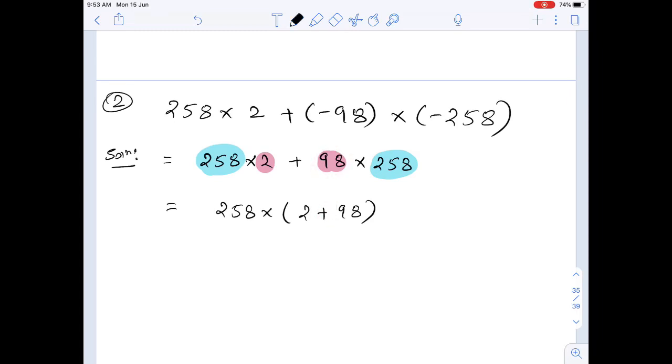So equals to, now what you will get further? 258 into, 98 plus 2 will be 100, so that will be equals to 25800.